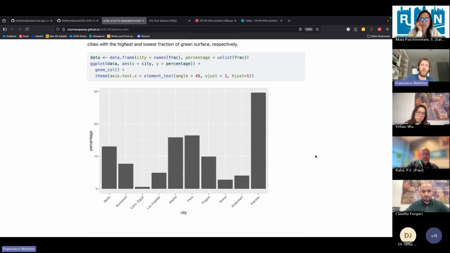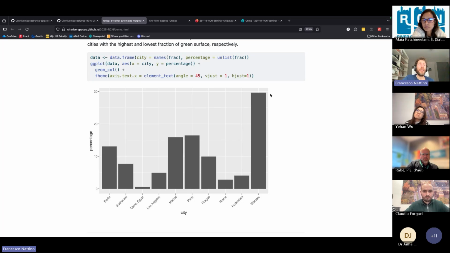bar plot here that can help us compare the amount of green spaces in the proximity of the river across these rivers. Here we, for instance, see that the city of Warsaw has the highest fraction of green area, and Cairo the lowest in the pool. Now, this is an example of how you can use Rcrisp in this cross-case analysis.